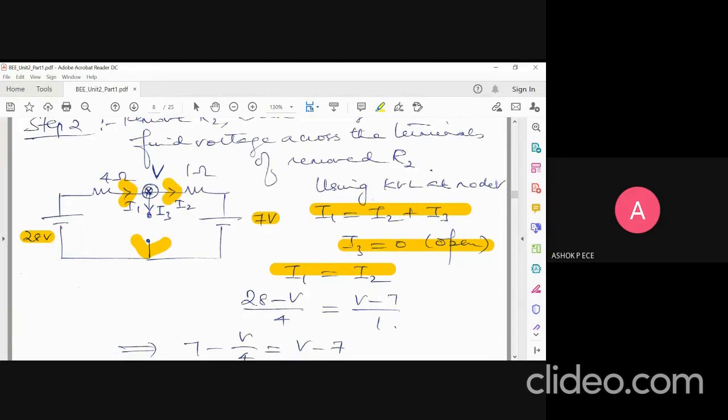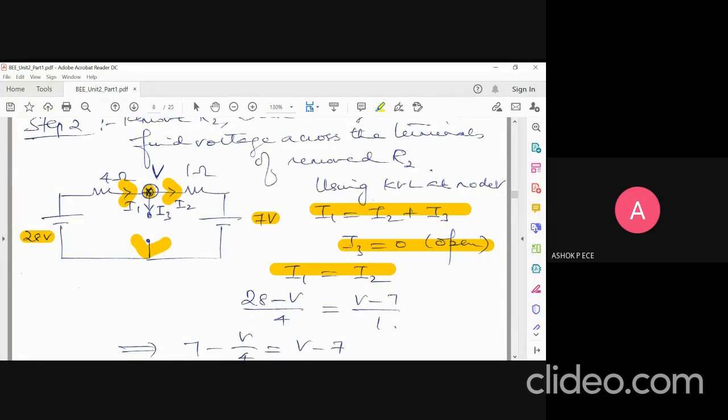So this is not an actual exact node. Maybe you can call it a simplified node. Because for a node, the condition is that you have 3 branches, and current has to flow across the 3 branches. But here, current is flowing across 2 branches. On 1 branch, the current is 0 because we have opened it up. So it is not an exact node. You can assume it to be a virtual node.